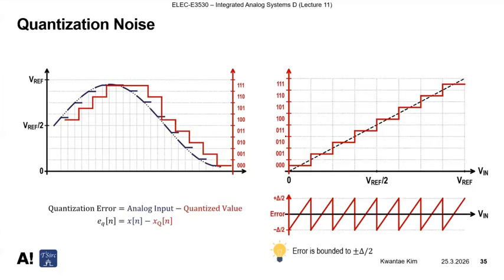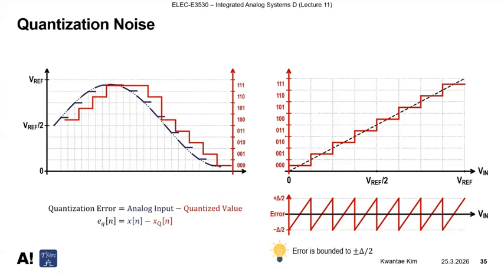Of course, after quantization, there can be some application or other circuit processing. If the time domain is not sampled at all, then we cannot call this one fully digital in our course, but let's say a quantized value. Then you can see that the error, quantization error, is actually bounded within plus minus LSB over 2.